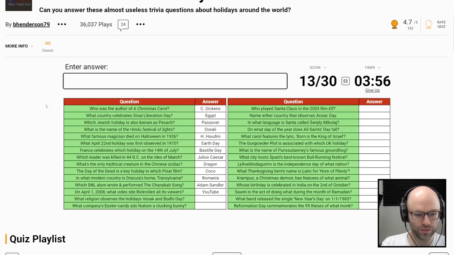What religion observes the holidays Vesak and Bodhi Day? Buddhism. What company's Easter candy ads feature a clucking bunny? Cadbury. Who played Santa Claus in Elf? Ed Asner. Name either country that observes Anzac Day. New Zealand. In which language is Santa called Sveti Mikolai? Russian? Okay. Polish? Okay. On what day of the year does All Saints Day fall?